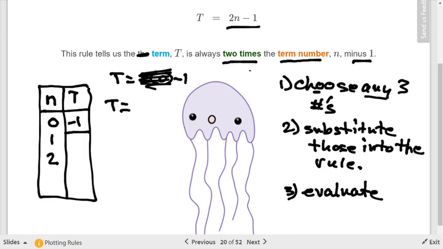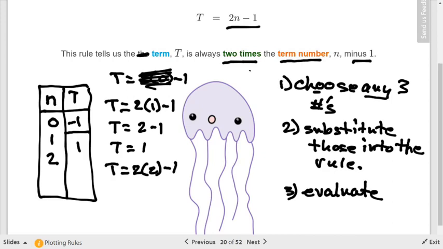If n is 1, then 2 times 1 minus 1 gives me 2 minus 1, which is 1. So if n is 1, t is 1. Then if n is 2, that means t is equal to 2 times 2 minus 1, or 4 minus 1, which is 3. So we have 3 values, right? And again, this one might fall off our graph if they're just giving us the other one. I haven't done this lesson, so I'm not sure if they give us just the 4, but we'll see.